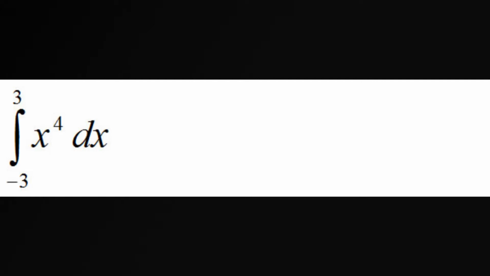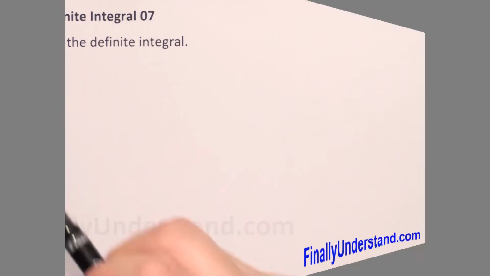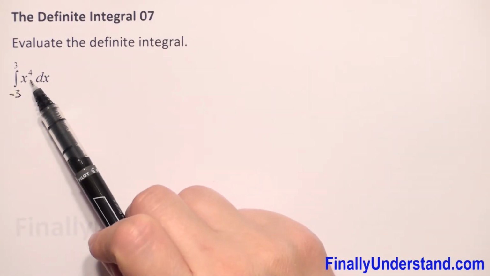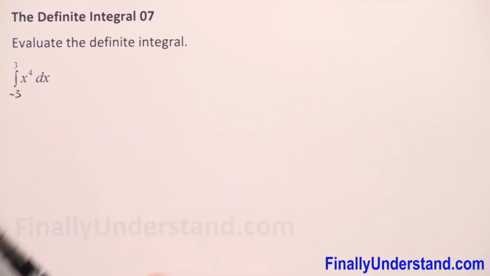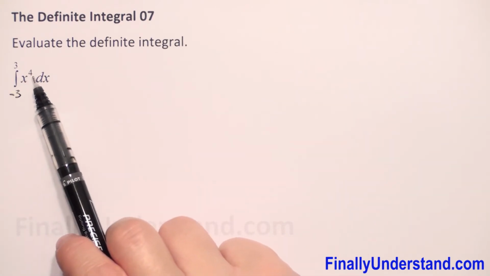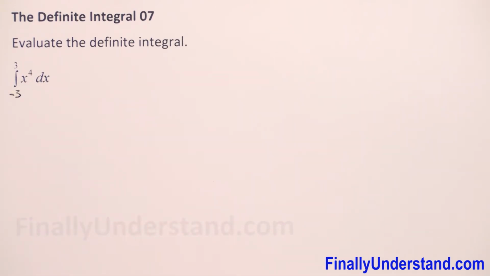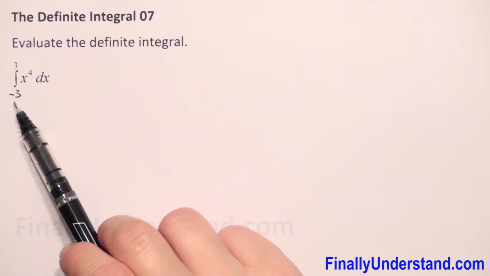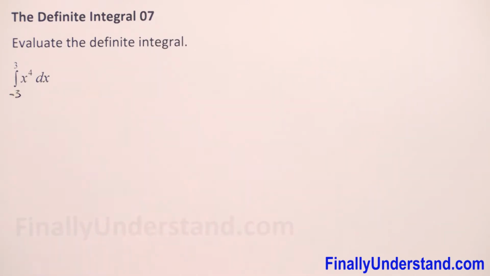We have the definite integral from -3 to 3 of x to the 4th power with respect to x. First, we have to check if our function is continuous. x to the 4th power is a continuous function, so it will be continuous on the interval from -3 to 3.